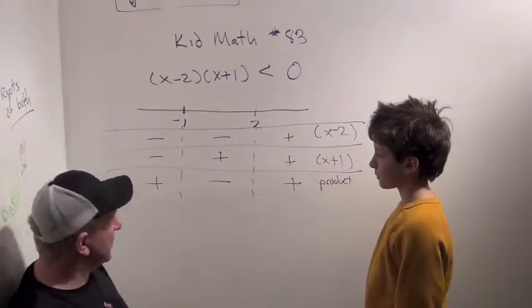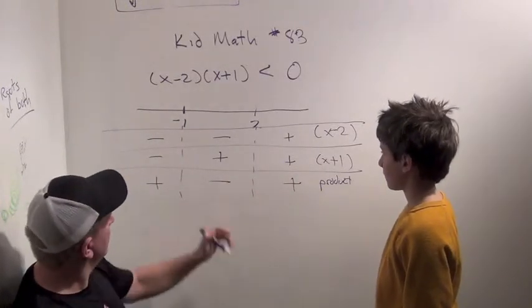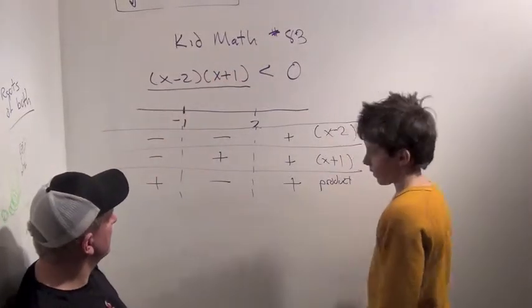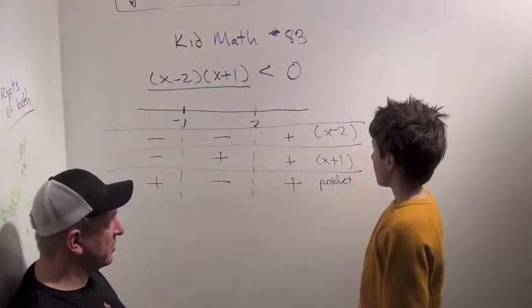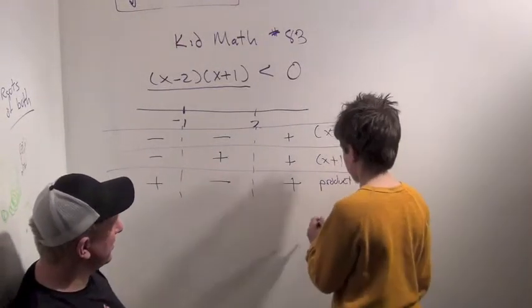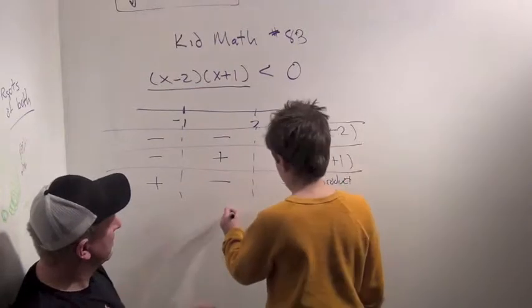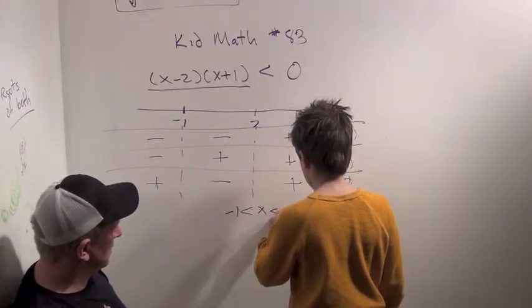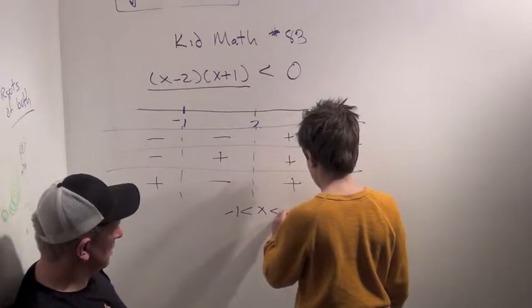So when is the product negative? When is this expression negative? When it's between -1 and 2. When what is between -1 and 2? x. How do you write that? How do you write x is between -1 and 2? Write it here if you can. Well, -1 is less than x is less than 2.